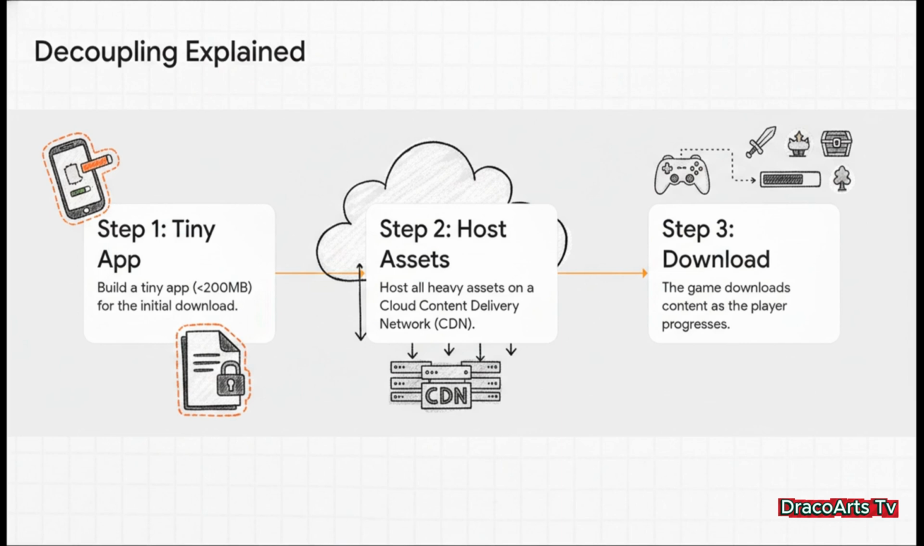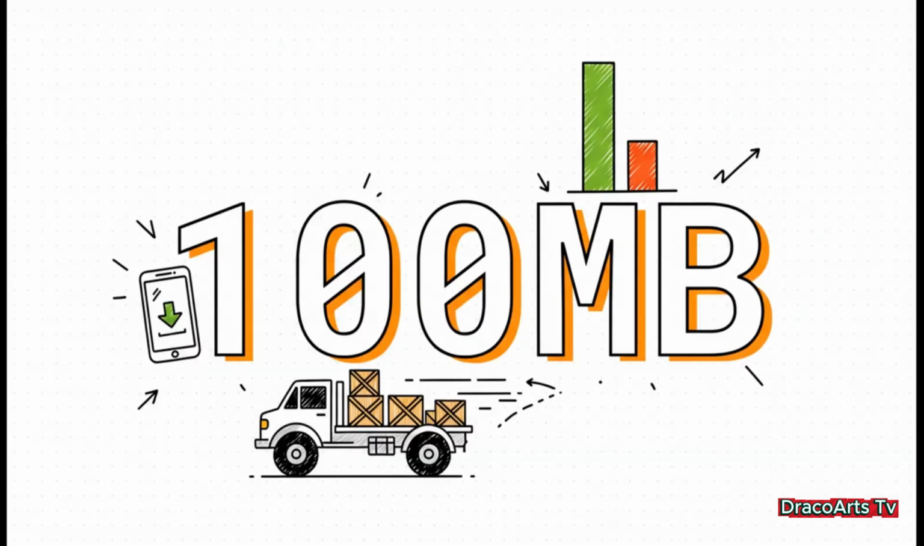cellular network. You put all your heavy assets up on a CDN, a content delivery network. Then, while the player is just cruising through the tutorial, your game is quietly downloading everything it needs for the next level in the background. They never even notice.